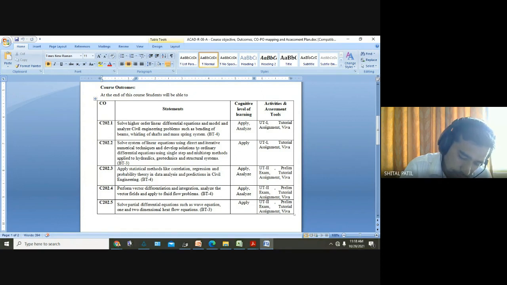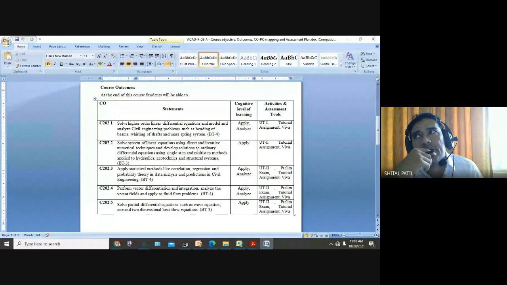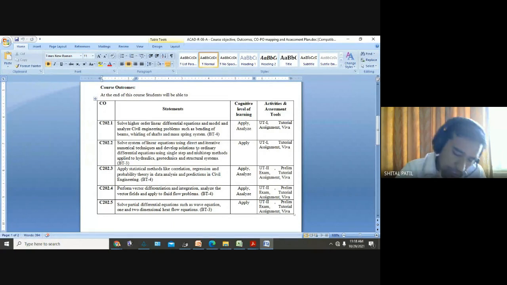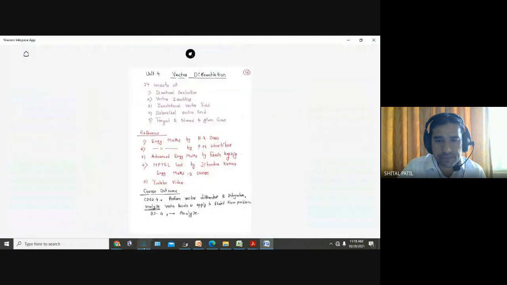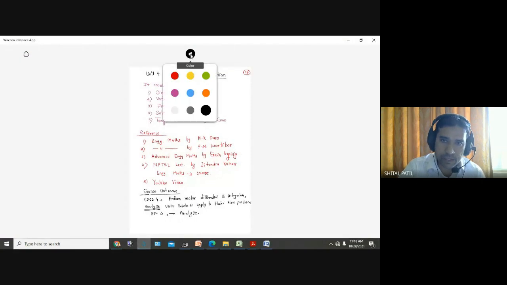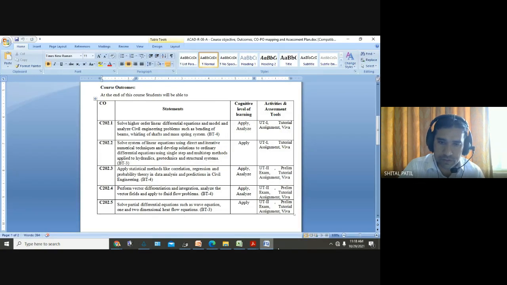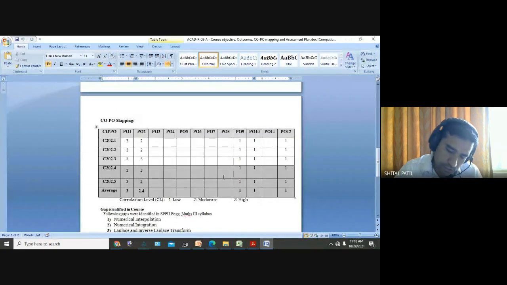BT level 4. What is BT level 4? BT level 1, remember. BT level 2, understand. BT level 3, apply. BT level 4, analyze. And therefore we have this word here, analyze. Okay. Then mapping. Here it is.